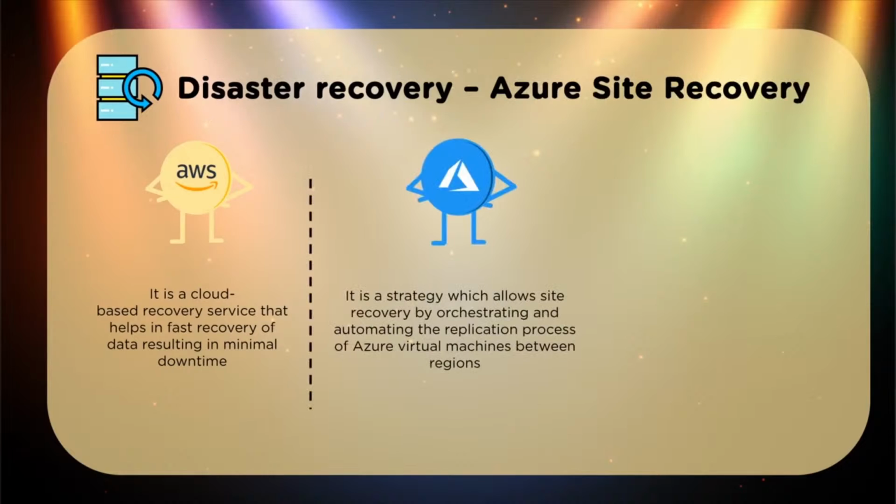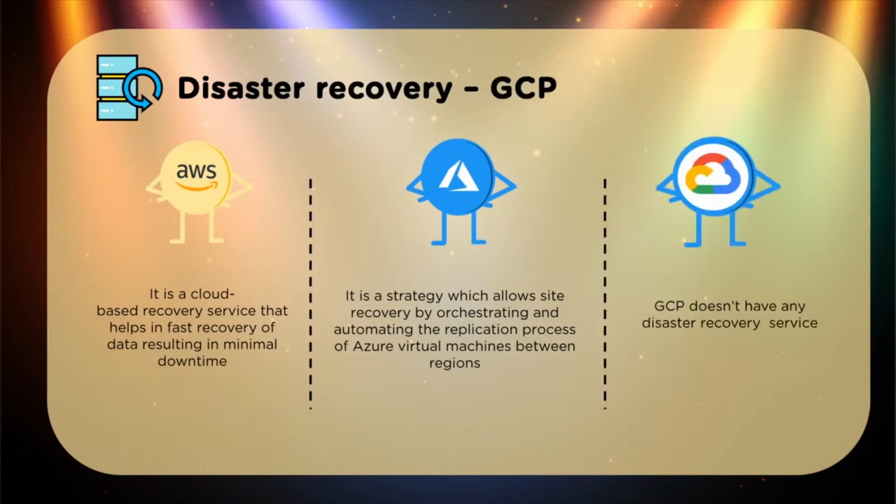Site Recovery helps ensure business continuity by keeping business apps and workloads running during outages. It allows recovery by orchestrating and automating the replication process of Azure virtual machines between regions. Unfortunately, GCP has no disaster recovery service.